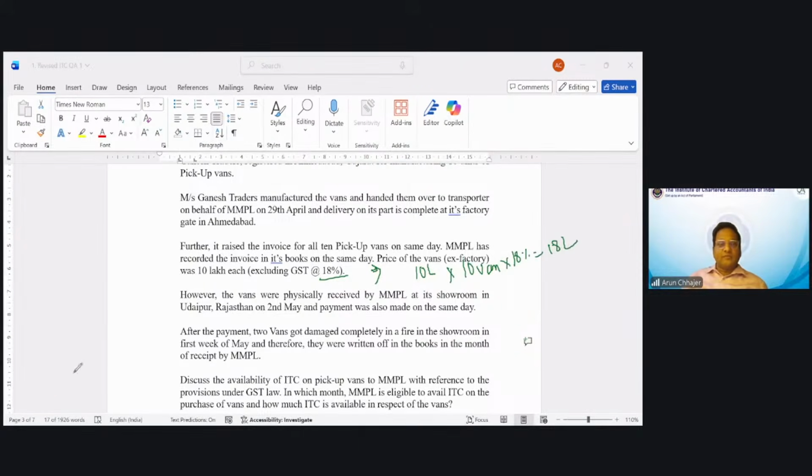Is it clear, Tanu? This part is clear ना? हाँ, मैं जब आता हूँ I'll explain. 10 लाख एक कार का, कितनी कार डैमेज हुई फायर में? दो कार इंटू 18%, so I can say 3.6 lakh. Is it okay? Done? ठीक है. Let's move further.